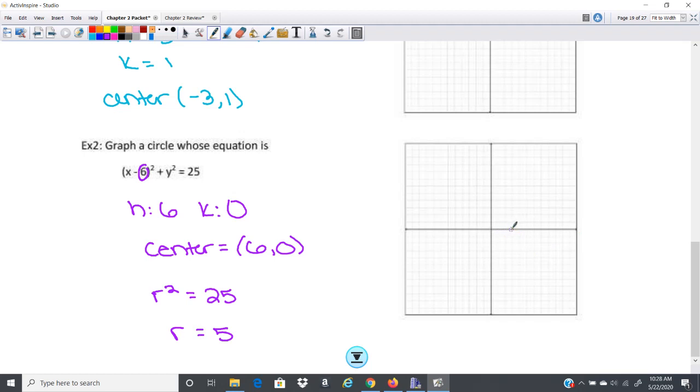So 1, 2, 3, 4, 5, 6, 0 right there. And then we're going to go 5 points. So 1, 2, 3, 4, 5. 1, 2, 3, 4, 5. 1, 2, 3, 4, 5. And then do your best to draw a circle.